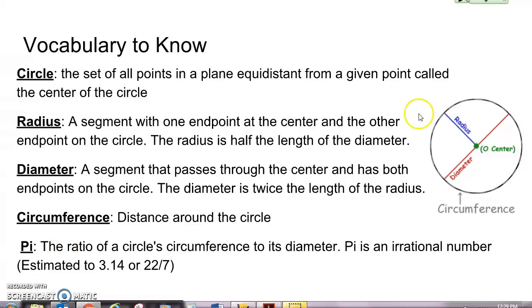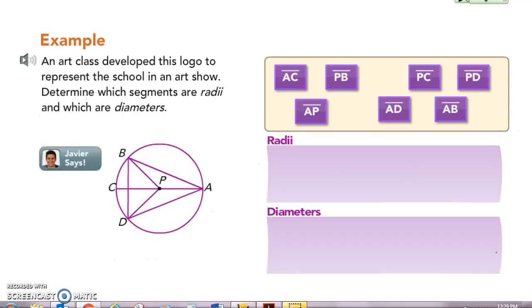Remember that circumference just means the distance around the circle. It's kind of like the perimeter. It's the distance around the circle. And then pi is the ratio of circumference to diameter. It's irrational. We use 3.14 or 22/7 to estimate it. Sometimes they'll tell you in a problem to find it in exact terms of pi, and so we just write the pi symbol there.